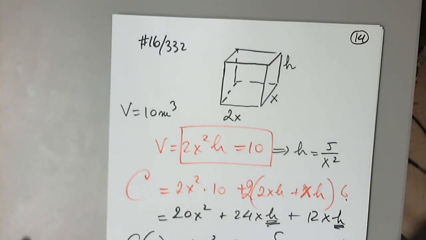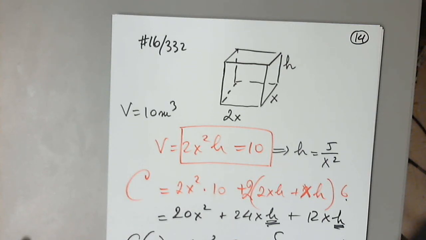So this part is clear, correct? Area of the base, 2x times x, 2x squared, times the height. That's the body. So here we have the base. The area of the base is 2x times x, which is 2x squared. And if this is like 10 square meters, then we have to multiply by 10 because each square meter costs $10. So this would be the cost for the base. The area times the cost per square meter.